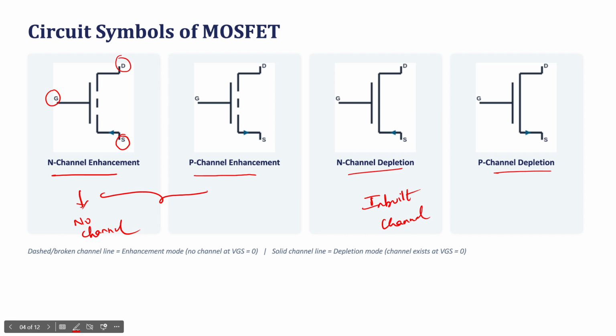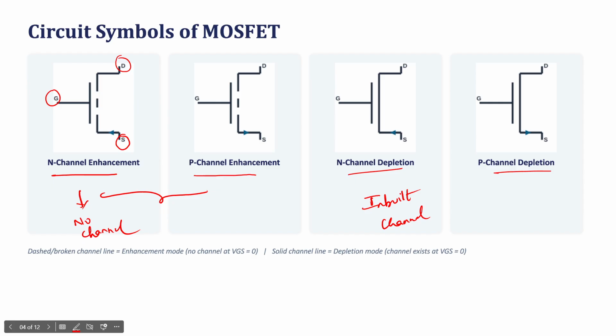By applying the input voltage, we are going to form the channel between the source and drain. How we form it, we will discuss in the working principle. Coming to depletion, initially there is a channel. When we apply the opposite polarity of voltage, it is going to deplete the channel, which means whatever voltage we give can widen the channel and improve the current flow more.